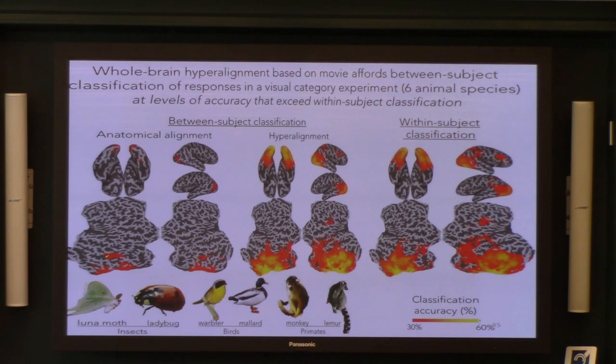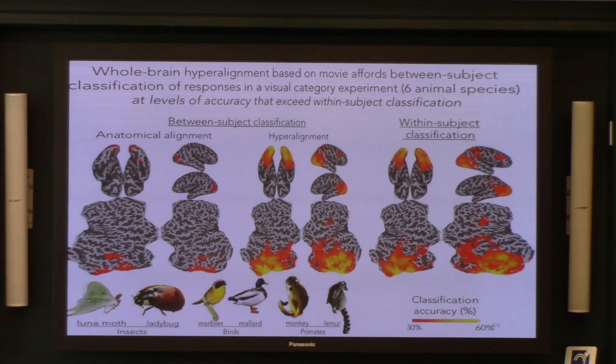And you can see after anatomical alignment, classification is pretty lousy, just in primary visual cortex and lateral occipital cortex. This is the within subject classification, so this is a map of what I showed you before. I just showed you a region of interest, ventral temporal. After hyperalignment, the between subject classification map looks essentially identical to the within subject classification map. So we solved the problem. We now get between subject classification that's equal to within subject classification.